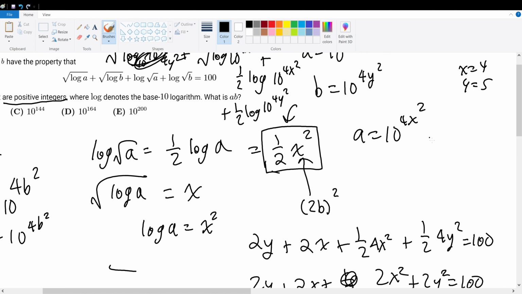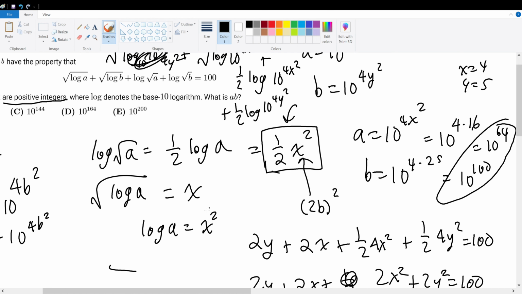So a is just 10 to the 4 times 16, which is 10 to the 64. And b is 10 to the 4 times 25, which is just 10 to the 100. So what is 10 to the 64 times 10 to the 100? Well, that's just 10 to the 100 plus 64, which gives 10 to the 164, bringing you to answer choice D.